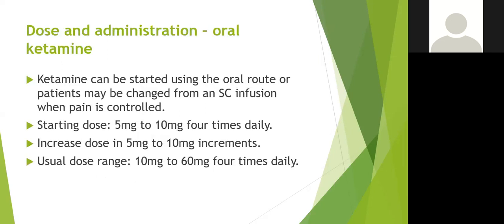Next slide. Just like the subcut ketamine, there's a protocol of how to do oral ketamine. You can start at 5 to 10 milligram 4 times a day, increase the dose in 5 milligram increments, and the usual dose is in the range of 10 to 50 milligram 4 times a day.